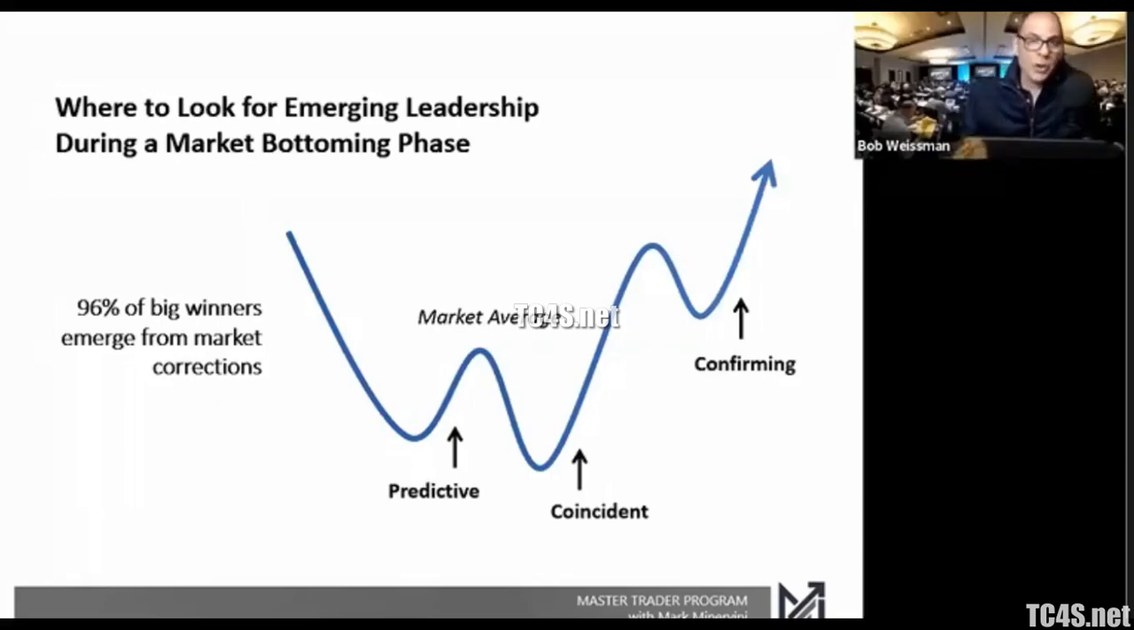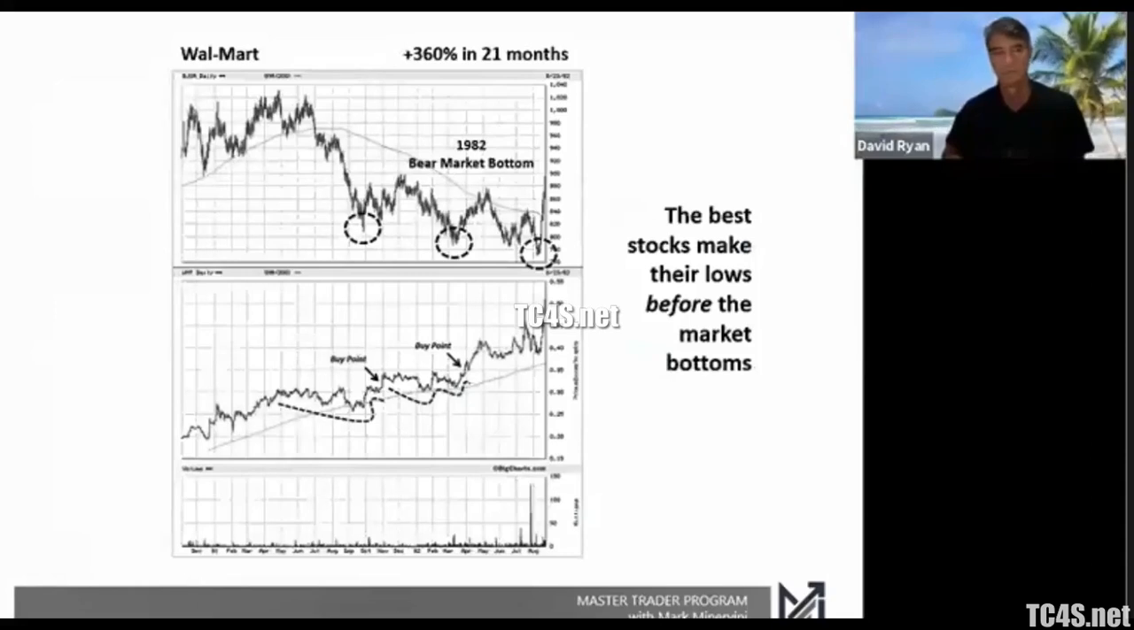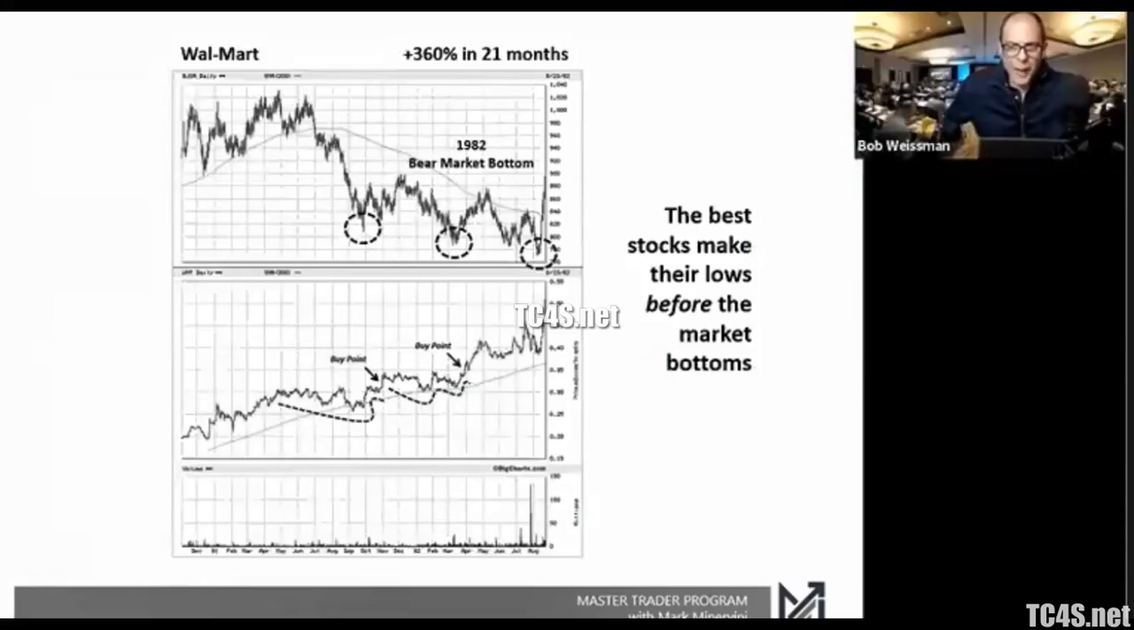Let me show you how this works in real life, okay? We're going to go back to the 1982 bear market and the bear market bottom, and look at Walmart, which at the time was just a mid-cap company that not many people knew. It wasn't the company that you would think of today. Certainly an institutional favorite, back in this period it was a market leader. And you can see here as the market comes off, and 1982 was a brutal bear market, there was a recession, and it was really tough times economically.